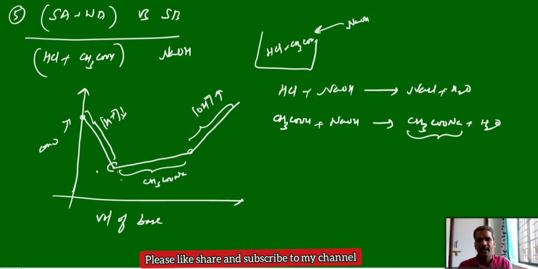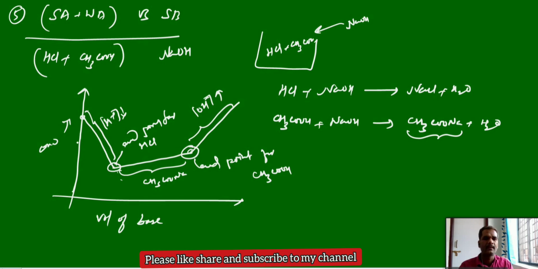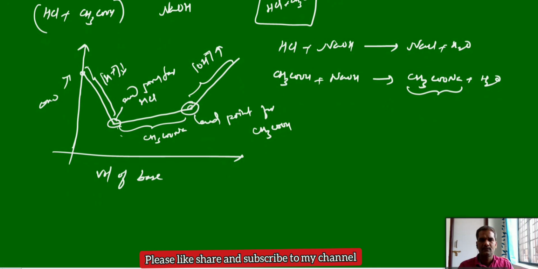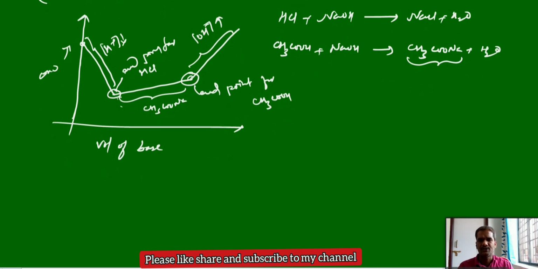It means we have two end points in this case. The first end point indicates the complete consumption of HCl, and the second end point indicates the complete consumption of acetic acid. This is the end point for HCl, and this is the end point for acetic acid. So this is the graph for a strong acid and weak acid combination with a strong base. One more, the last graph, here with precipitation reactions.